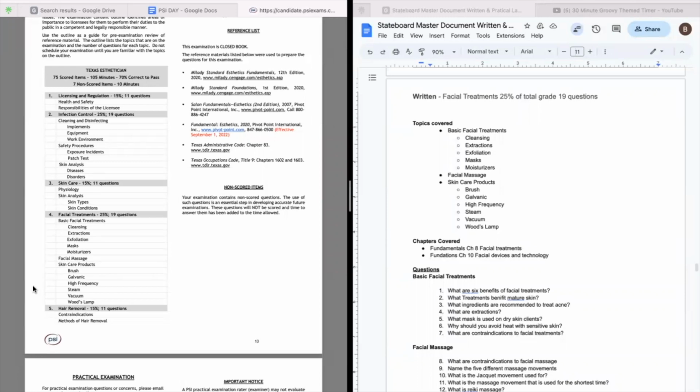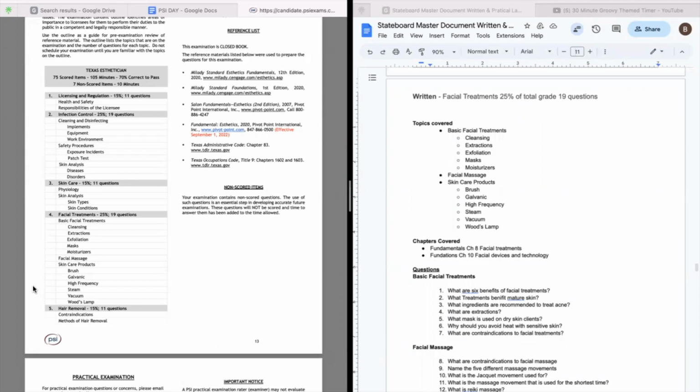Perfect. We are back with section 4, facial treatments. It's 25% of the exam, so just like infection control, it's a big section, and 19 questions of your exam are going to come from here. So the topics that we're going to cover are basic facial treatments, which include cleansing, extraction, exfoliation, mask, and moisturizers.